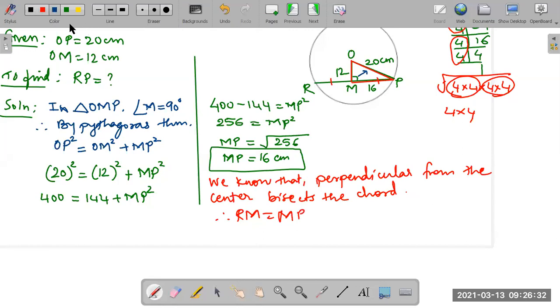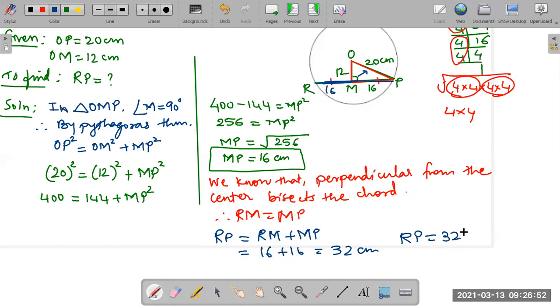And what are we supposed to find? We want the value of RP. What is RP? RP will be RM plus MP. So RM plus MP, substitute the values. Both the sides are 16 and 16. So that has to be 16 plus 16, which is equal to 32 centimeters. So RP equals to 32 centimeter.